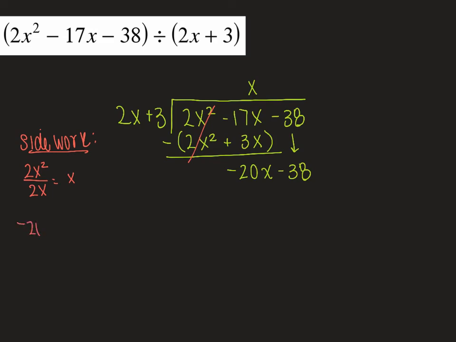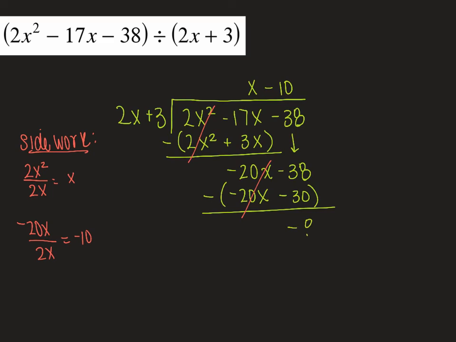So we have negative 20x divided by 2x. That's going to give us a negative 10. So in our problem here, we're going to put a minus 10 on top. And then we're going to multiply. So we have minus 10 times 2x, so that's minus 20x. And then minus 10 times 3, so it's going to be minus 30. So we've divided, we've multiplied, now we subtract this whole line. Your first terms cancel. In your second terms, we have negative 38. This ends up being a plus 30, so it's just a negative 8.